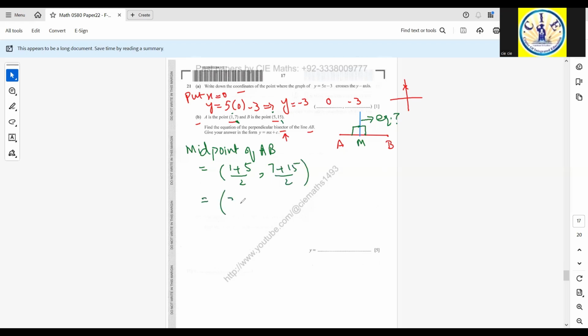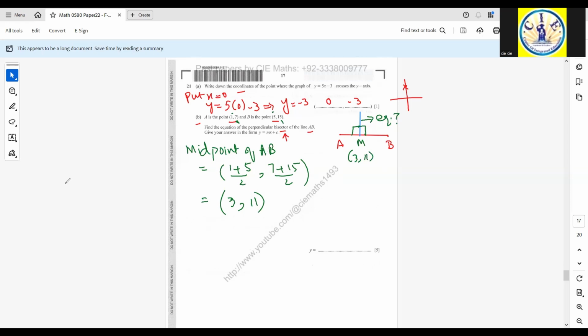6 by 2, that is 3, and then 15 plus 7, 22 by 2, that is 11. So from this midpoint, now I need to find out the equation.